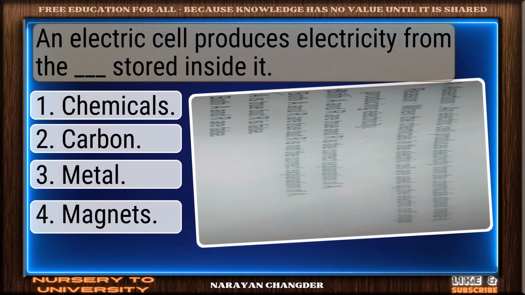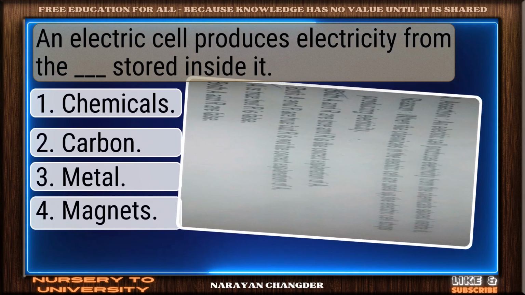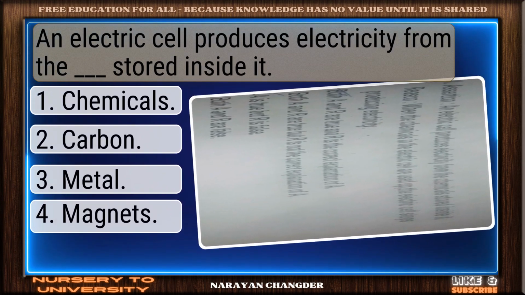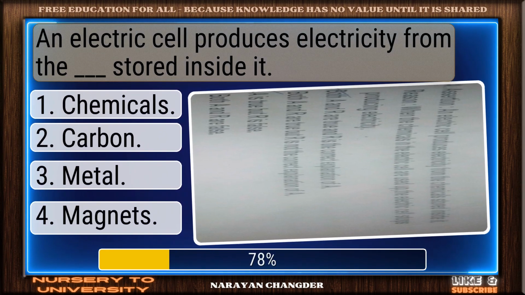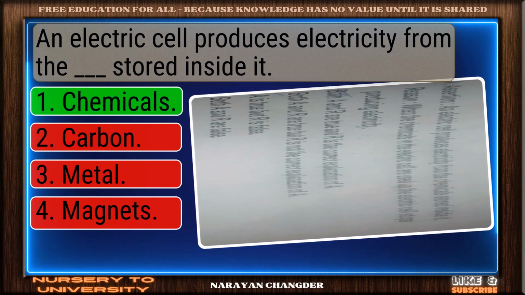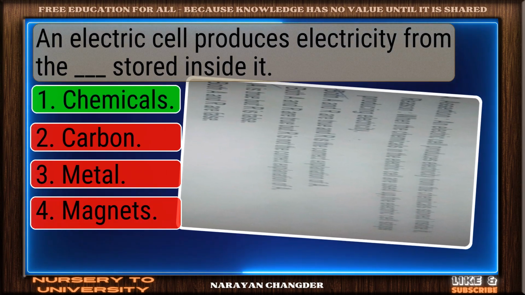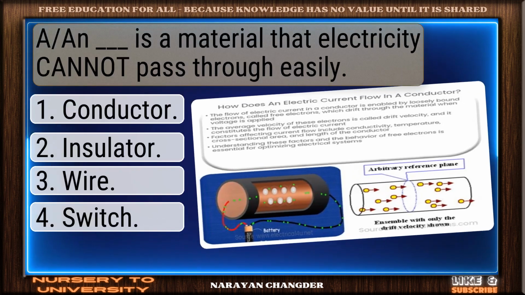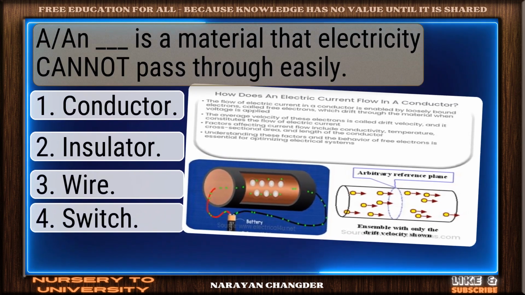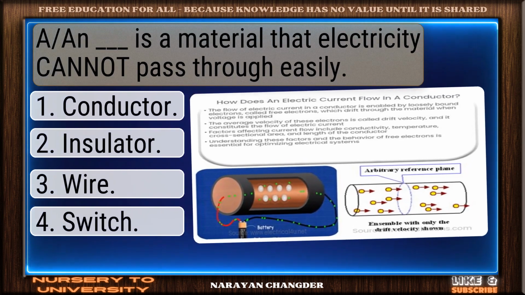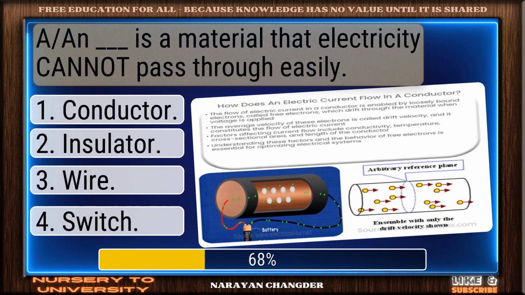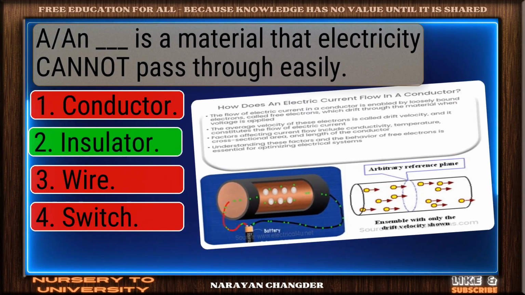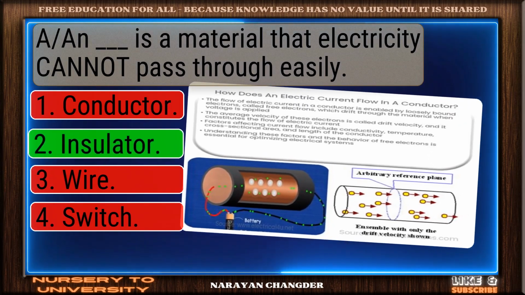An electric cell produces electricity from the dash stored inside it. Right again. Chemicals is a valid answer. And dash is a material that electricity cannot pass through easily. You chose insulator, and it is correct.